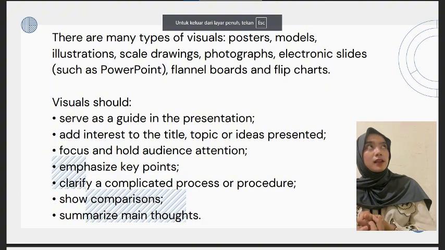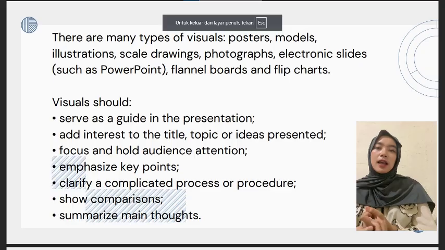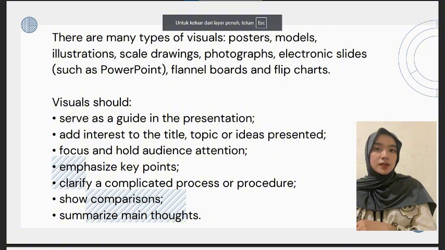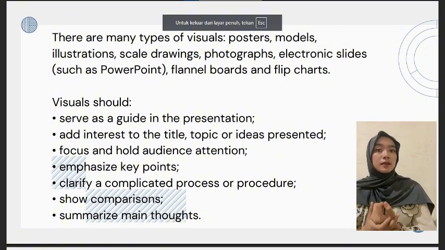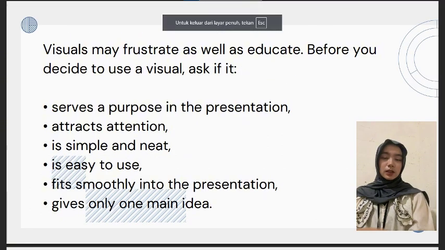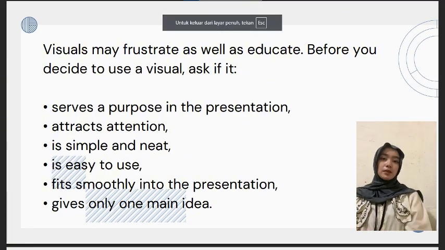capture and maintain the audience's attention, highlight and emphasize key points, simplify and clarify complex processes or procedures, display comparisons to enhance understanding, and summarize the main ideas clearly and concisely. Okay, next material about questions to ask before using visuals.